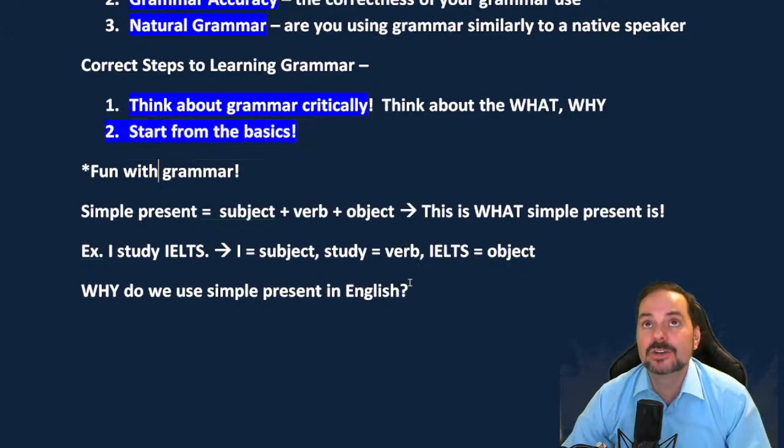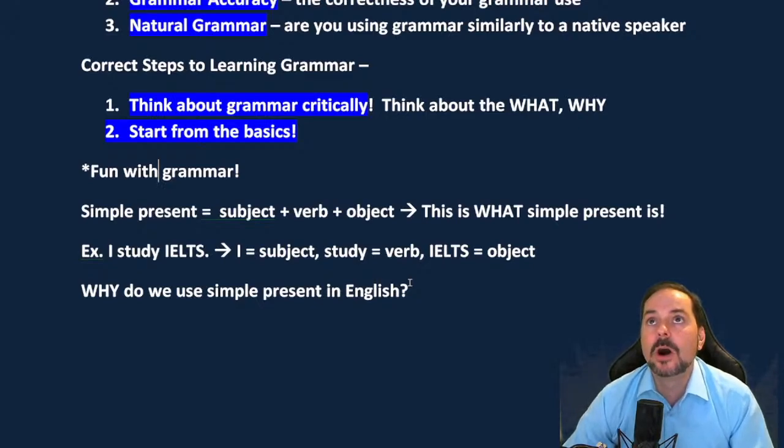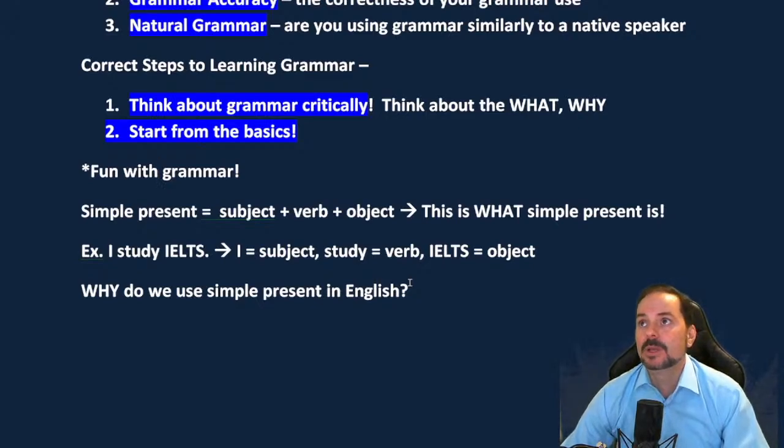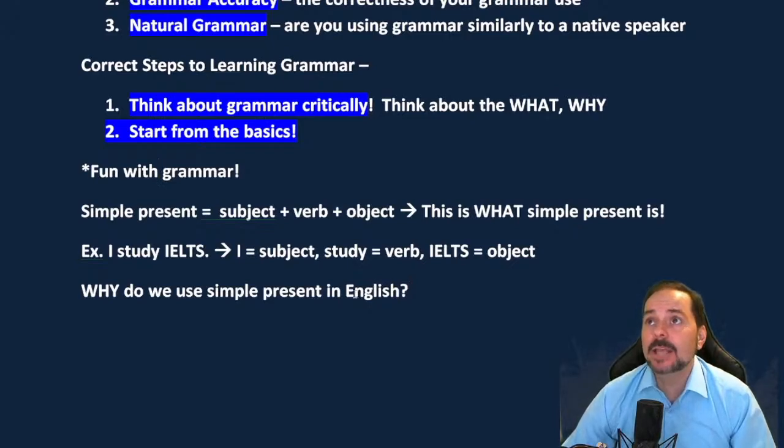Otherwise, you will not understand it when it gets really complex. Okay. So Aman says to show habit. Yeah, Aman, that's part of it. Absolutely. Okay. Bakir says to talk about general actions.